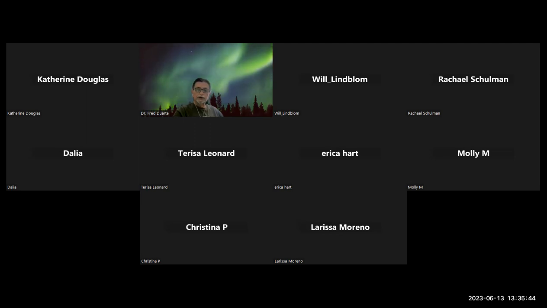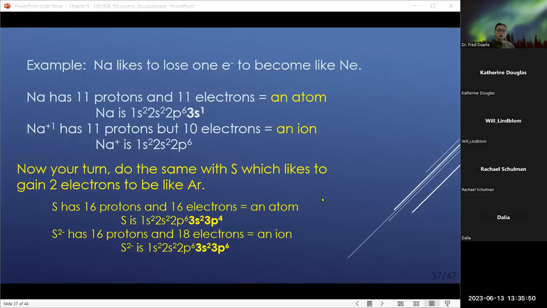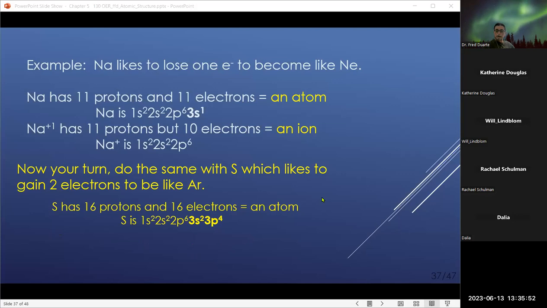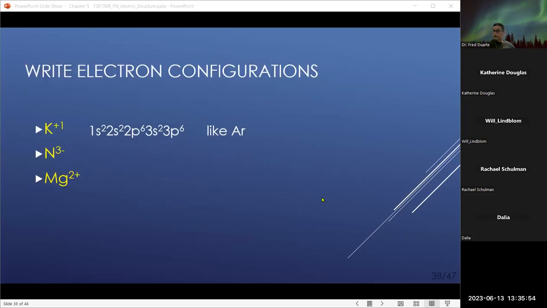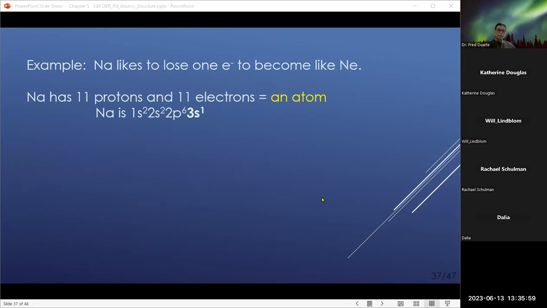Let me share the screen and start off where we left off. I wrote down that we ended up in slide 39, but let me back it up a little bit, okay?